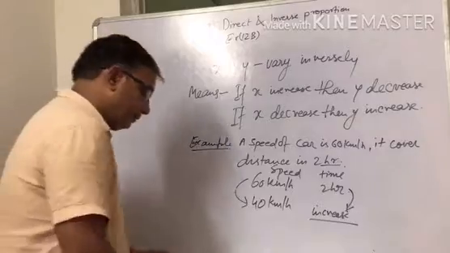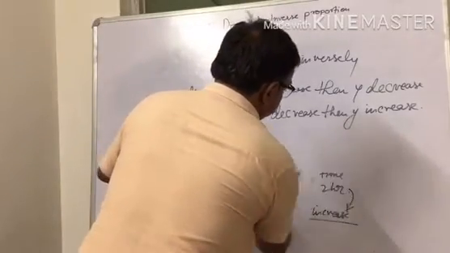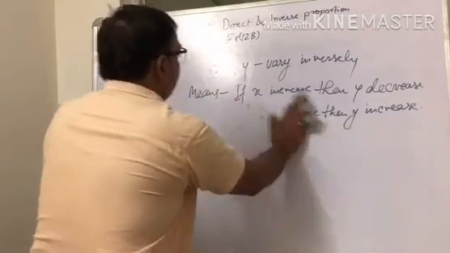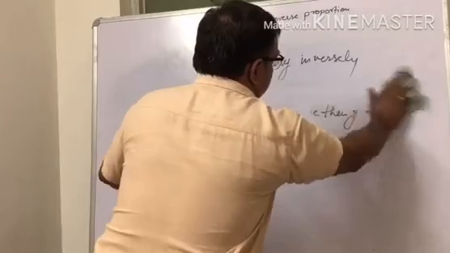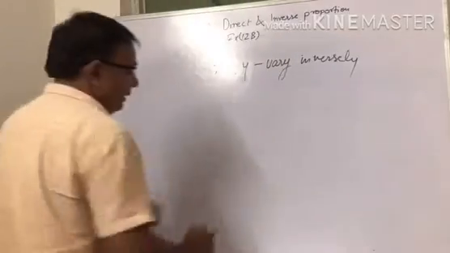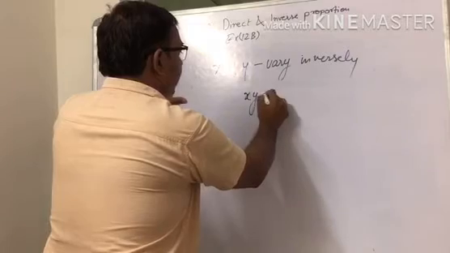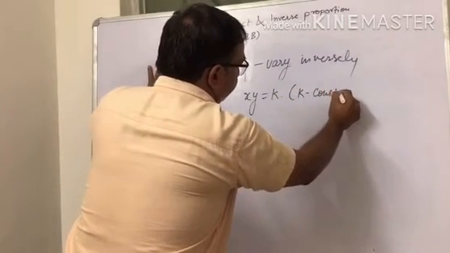This is known as inverse variation. And for the inverse variation, we can write xy is equal to k, means the product of x and y is constant. If it is an inverse variation, then x times y is equal to a constant. K stands for constant.